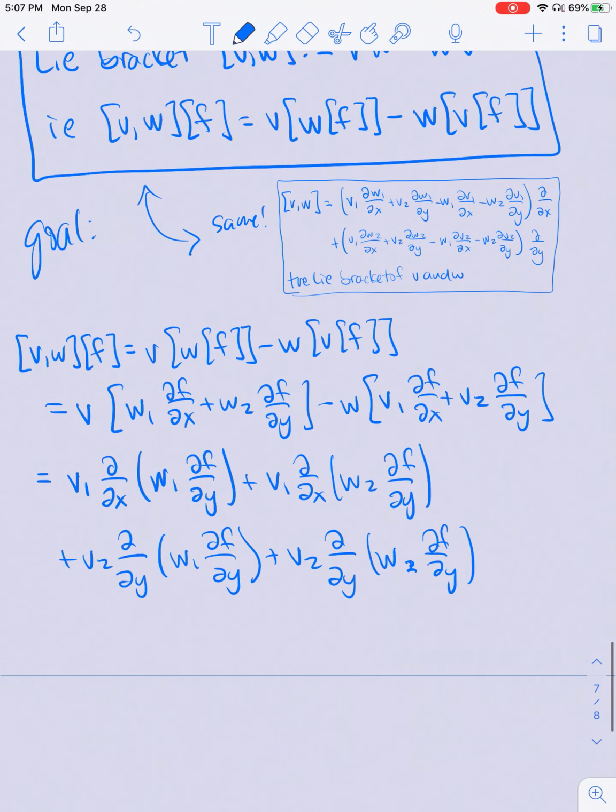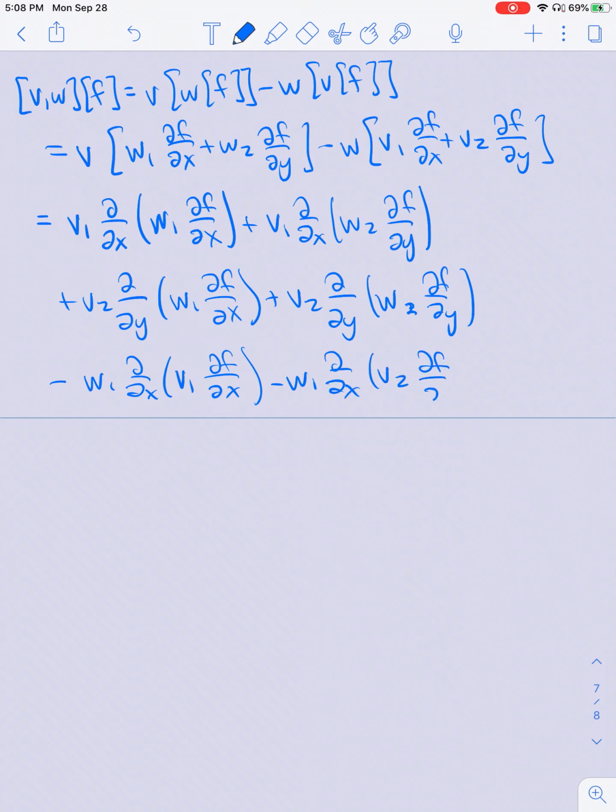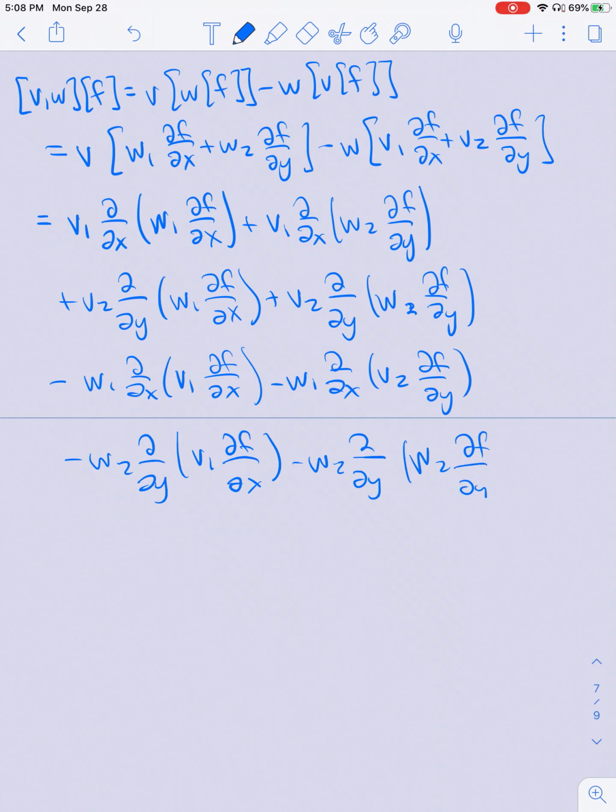What we end up getting is minus W1 d by dx, V1 df dx. Oh, this should be an x here, sorry. And this should also be an x. Minus W1 d by dx, V2 df dy, minus W2 d by dy, V1 df dx, minus W2 d by dy, V2 df dy.